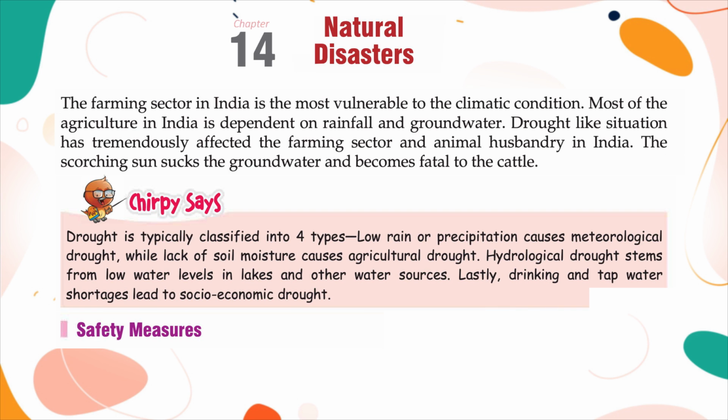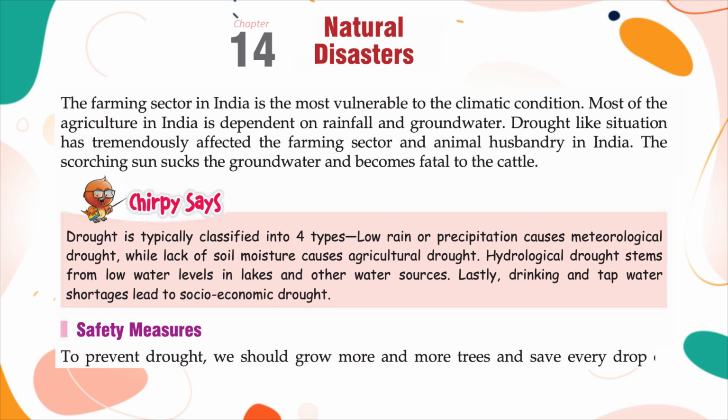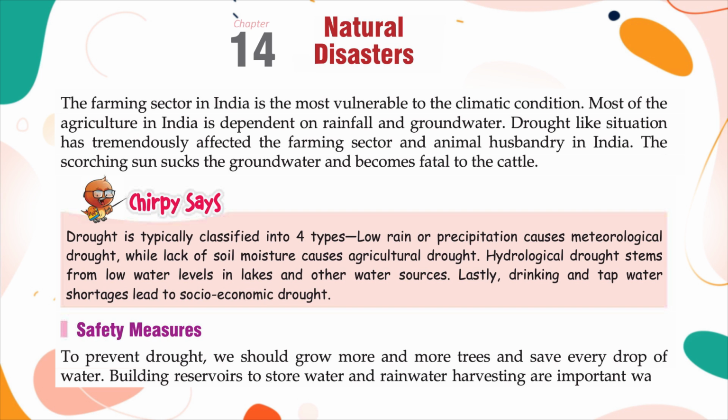Safety measures. To prevent drought, we should grow more and more trees and save every drop of water. Building reservoirs to store water and rainwater harvesting are important ways which should be adopted to tackle drought.